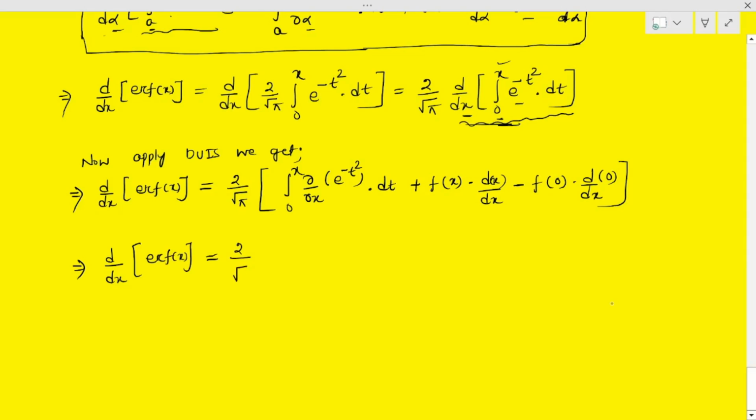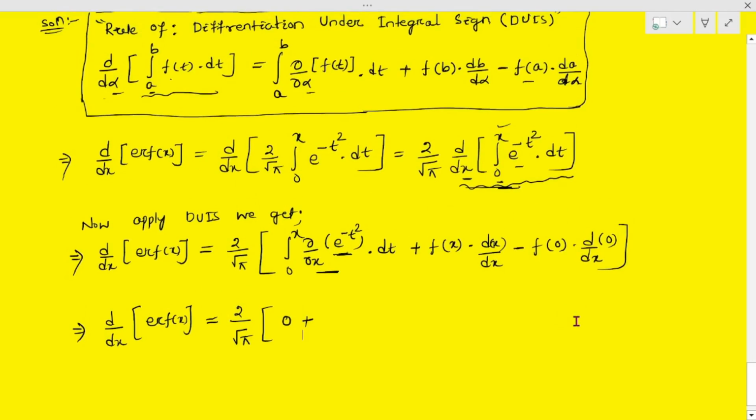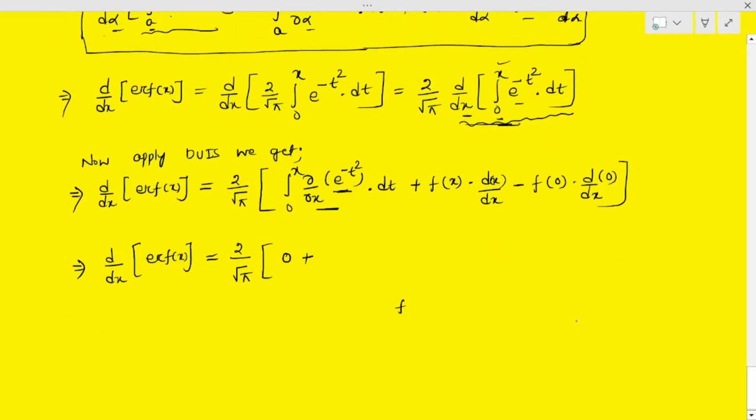That implies we can get d by dx of the error function of x will be equal to 2 by root pi. Here you can see differentiation with respect to x, and this value is a function of t only, so this value will be 0, right? Plus f of x. Here f of t is e to the power minus t square, so f of x will be e to the power minus x square.